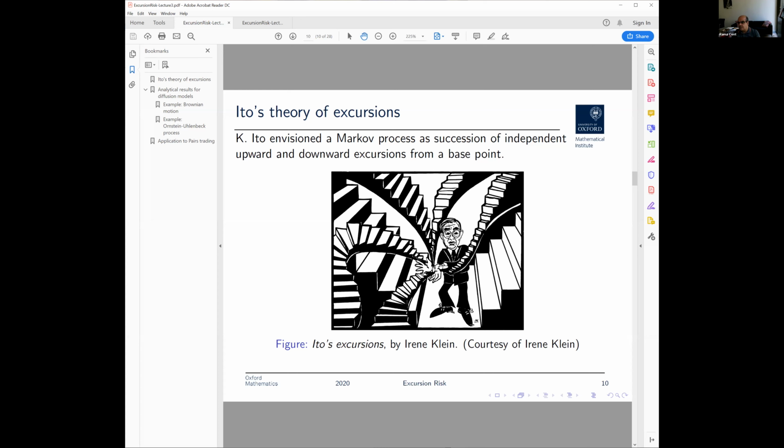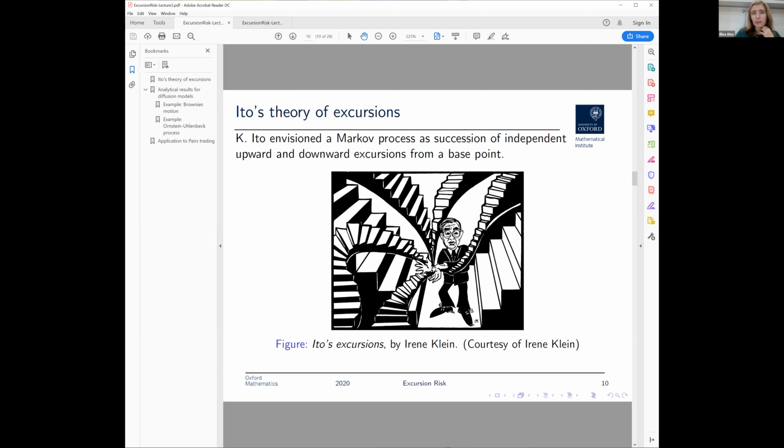Every time I hit 0, I start a new excursion, so the Markov property says that I start it independently from the past. So I have this Markov process coming always back to this base point, and then branching out. So you see each of these staircases is one new excursion, and the base point is Ito's hand.